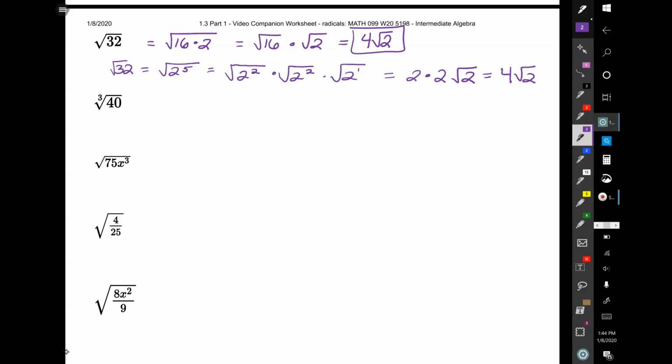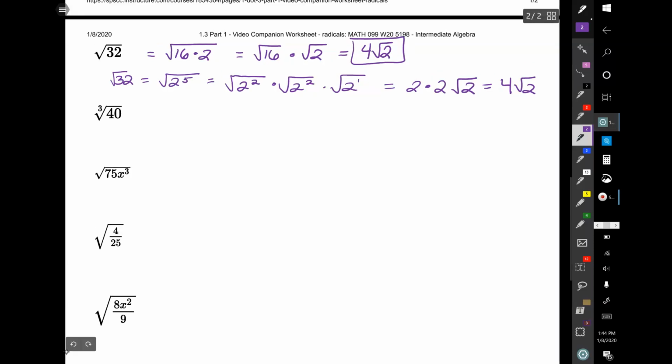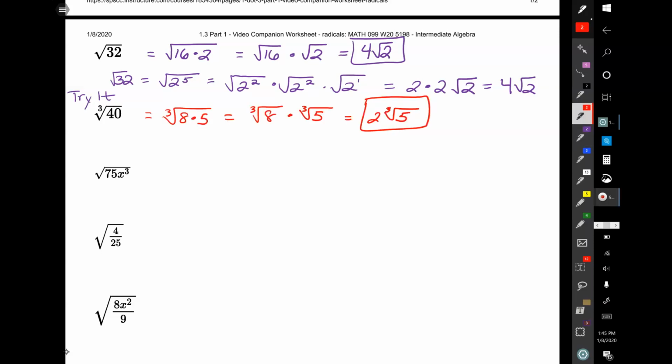Now, I would like you to stop the video and do the next problem, which is the cube root of 40. Try it. So I'm going to write here, try it, right above. Go ahead and pause, and I'll write out the answer, and then you can check it. So the answer for that comes out to be 2 times the cube root of 5.